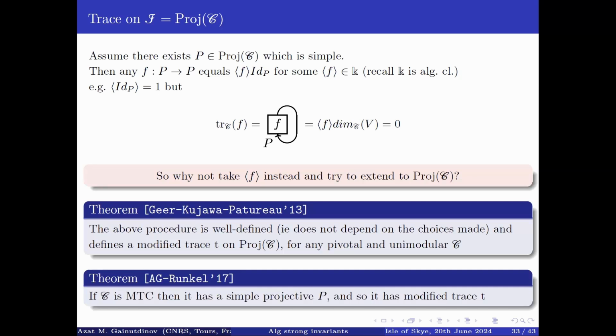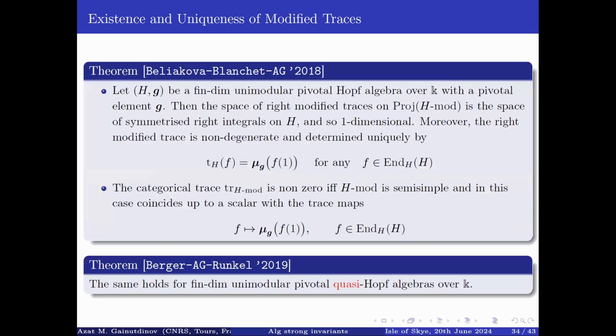So the trace indeed exists if the category is pivotal and unimodular. Unimodular means a certain self-duality condition on the projective cover of the unit. Then in my paper with Ingo in 2017, we showed that if C is in particular modular as a category, then it has a simple projective object, it necessarily has a simple projective. And then by the theorem, it has a modified trace.